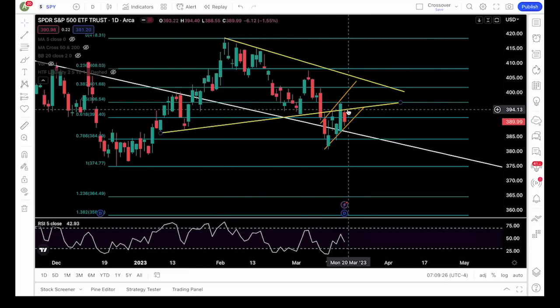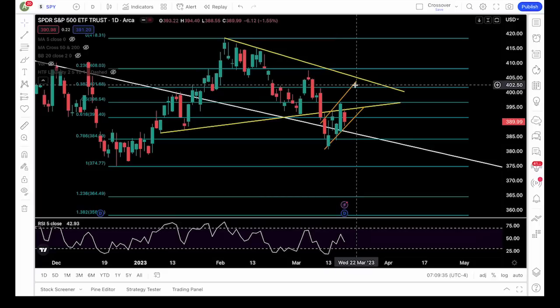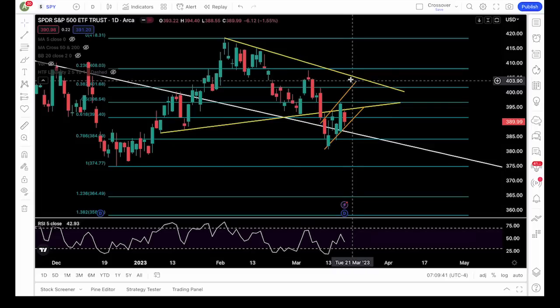And then the next critical fib level is at 396.5. Above 396.5 would be pretty bullish. We could see more upside to 398, 400, 401.6. That's a 38.2 fib level.